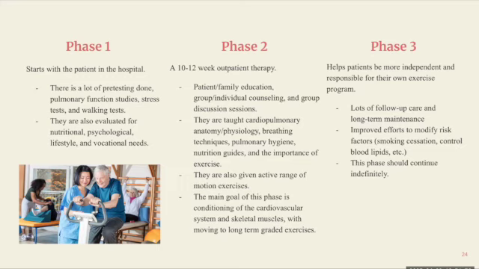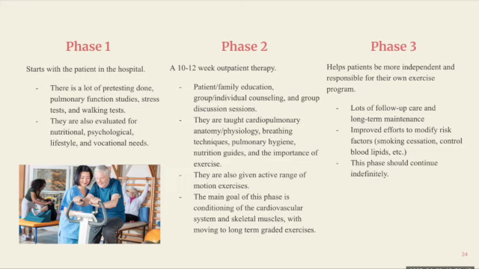They're also going to be given range of motion exercises. So this is very basic stuff at first. This could be things such as walking, cycling, swimming, or being put on the elliptical trainer. And then the main goal of this phase is conditioning of the cardiovascular system and skeletal muscles with moving to long-term graded exercise.